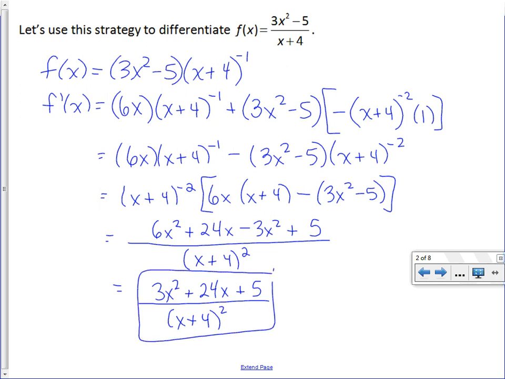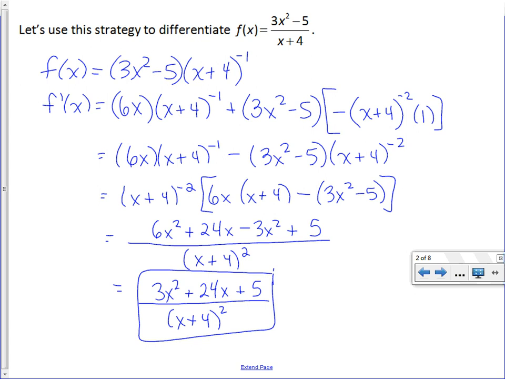Okay. Now, perfect, that would be the final answer. You could double check to see if the numerator is factorable. I don't think this one is. Sum to 24, multiplied to 15 for decomp. I don't see it. Okay.